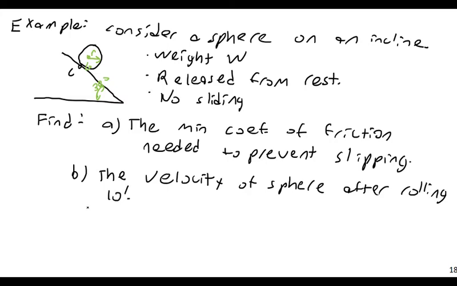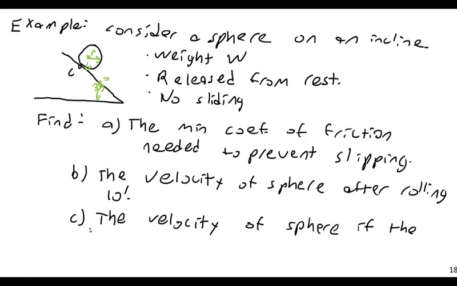And C, the velocity of the sphere if it could roll down a frictionless incline, if the incline were frictionless. In the frictionless case, it actually wouldn't rotate at all. It would just sort of slide down. The only way it can ever start rotating is if there's some amount of friction to apply a force to spin it.